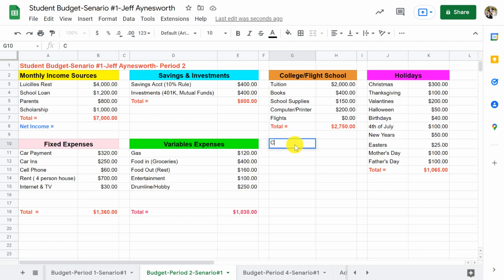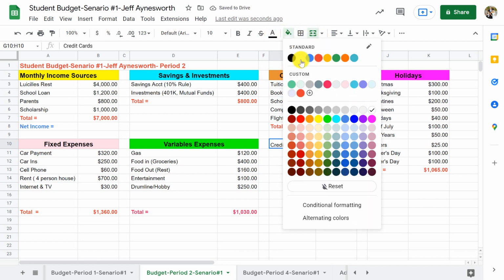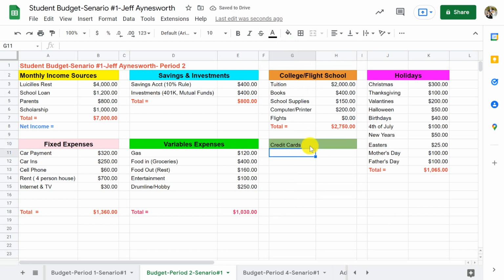So let's type in credit card. And let's make it a title. Highlight those two cells, merge them together, make it look like a title. I'm going to choose a different fill color. And again, you pick the colors. It could be anything. Oh, and center it too. So let's make it center, and then bold it, and then make it 12 font, make it bigger. There we go.